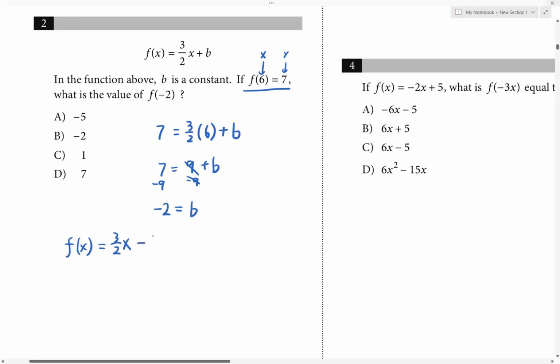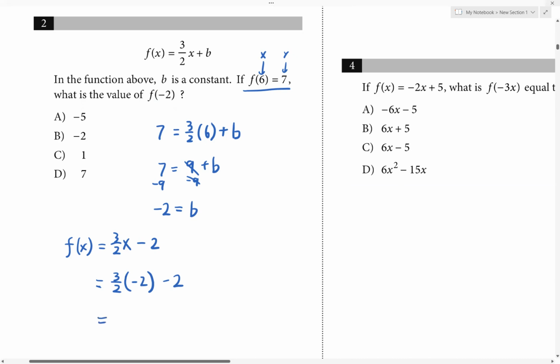So b is negative 2, so it'll be 3 over 2x minus 2. Okay, so b is negative 2, that'll be minus 2. And then we solve this for f of negative 2. That means we're going to plug in negative 2 for x. It'll be 3 over 2 times negative 2, minus 2 like that. So f of negative 2 is not f times negative 2, it's a function. So negative 2 is what we plug in for x, and we solve this out.